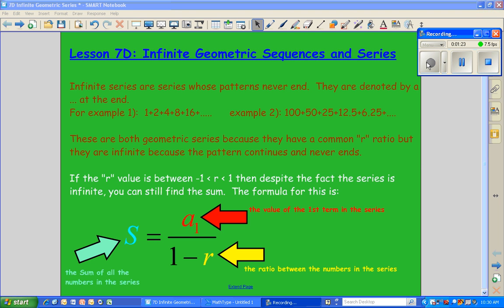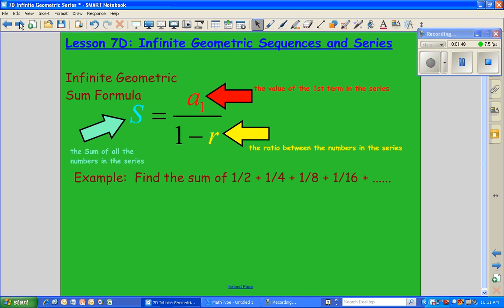So we have a different formula. S equals a sub 1 over 1 minus r. Notice your S here does not have an n. It's not like you're finding the sum of a certain number of terms, so it's just a blanket S. A sub 1 is the value of the first term, and your r is your ratio. Now this only works if r is between -1 and 1, and so that's the first thing you need to check. Alright, so let's look at an example.